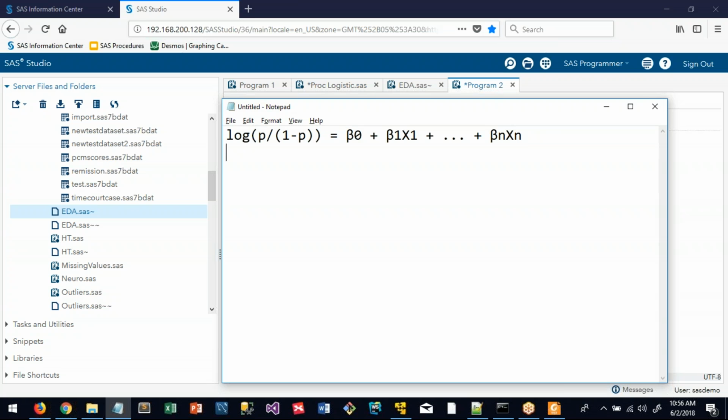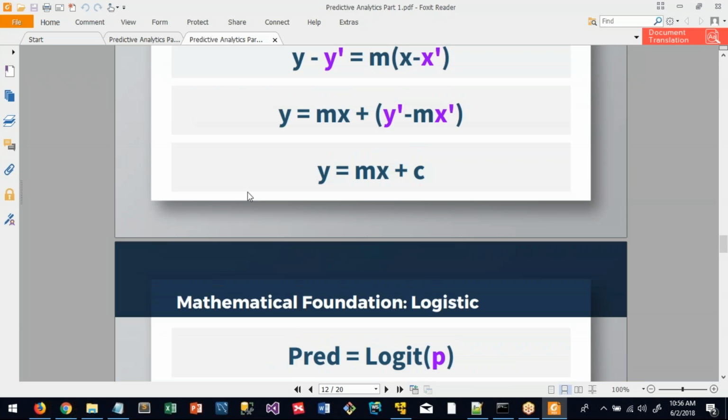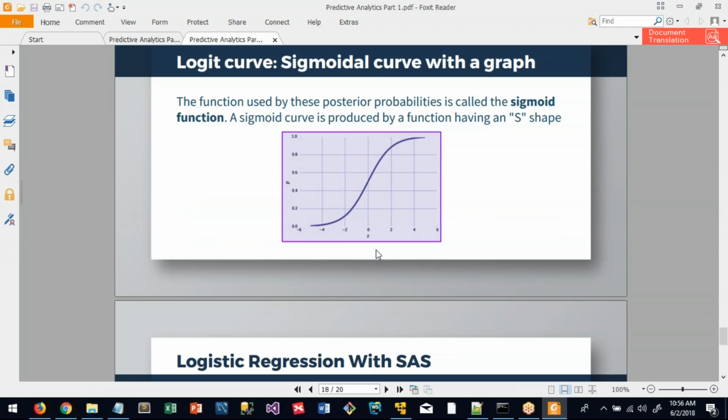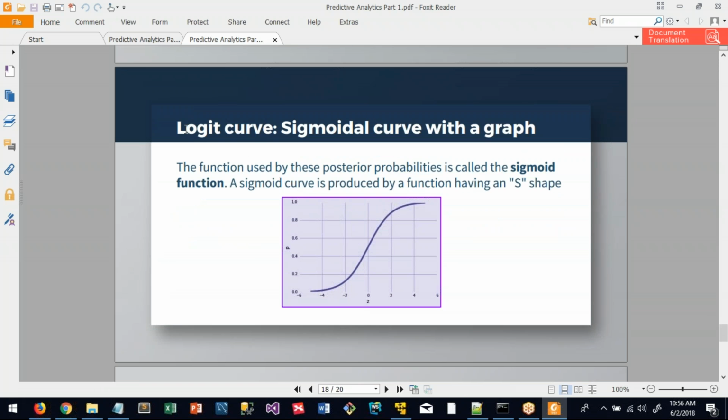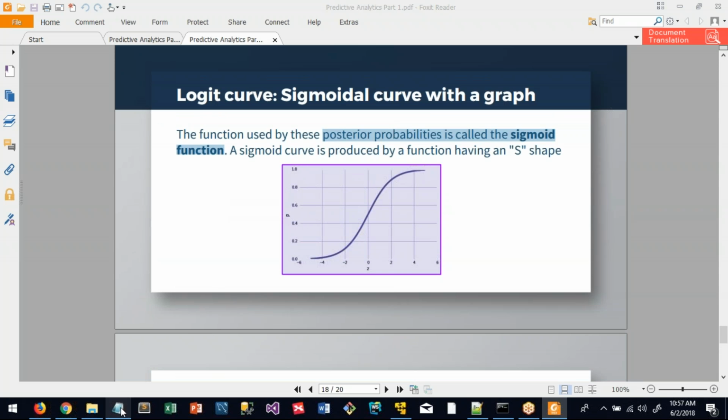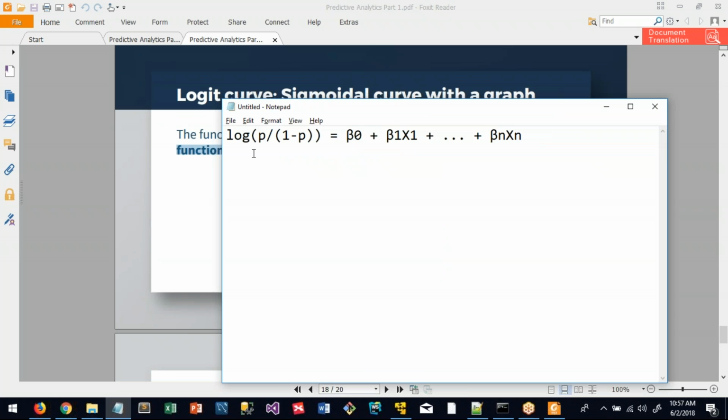Okay, so what you need to do in this case is, this is actually quite important, because this leads us to this sigmoidal curve as I have listed here. It will lead to the logistic curve, the sigmoidal curve with the graph, and this will tell us about posterior probabilities of the sigmoid function. That is what we will be trying to derive here. How do you reach this? How do you solve for p in this?